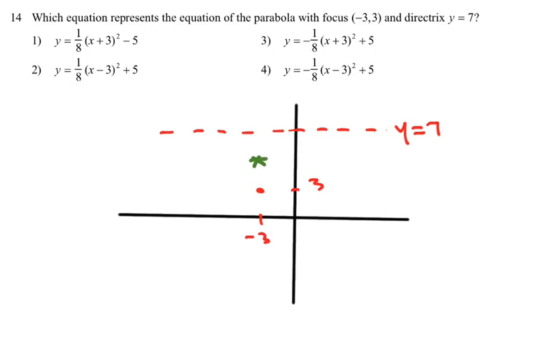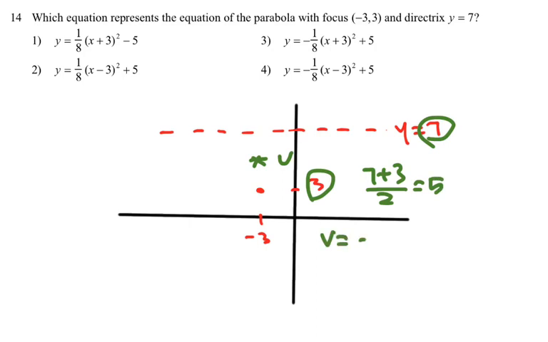As you can see, x value wouldn't change. X value is still negative 3. We just need to find the y value. Since it's in the middle, we can just get the average of those two. So we get 7 plus 3 over 2, which becomes 5. So we realize that vertex is negative 3, 5. Now, which out of these 4 equations has negative 3 and 5 as the vertex? Because everything is written in vertex form, it'd be choice 3.